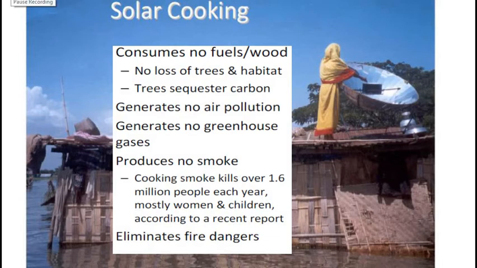There are many advantages of solar cooking. First one is no wood or fuel required. Second one is no air pollution. Third one is no greenhouse effect. Fourth one is it eliminates fire dangers.